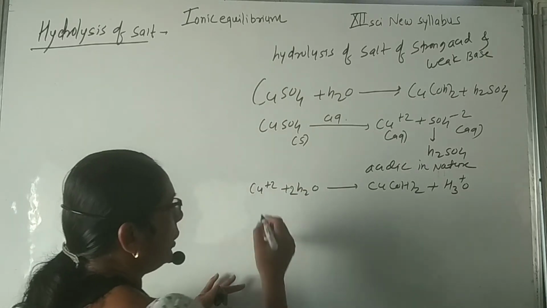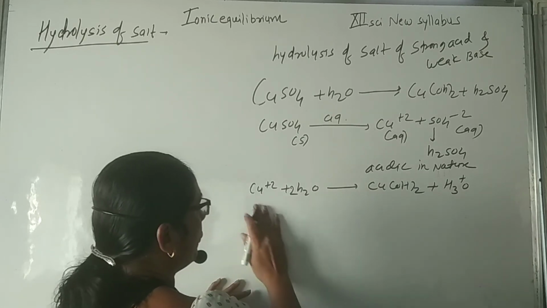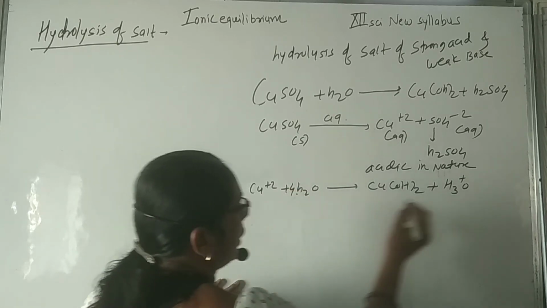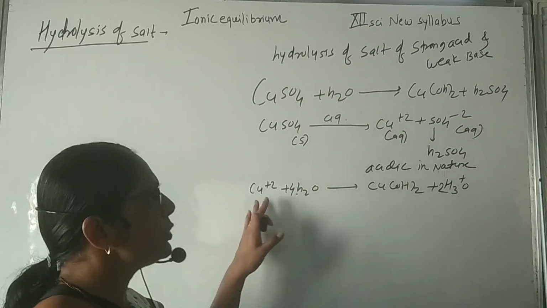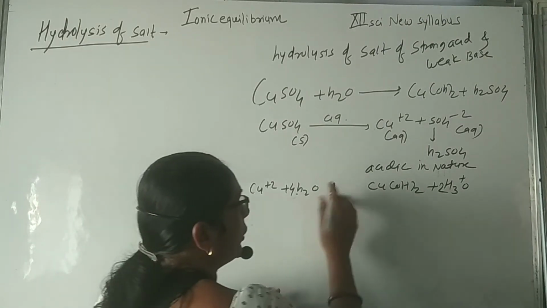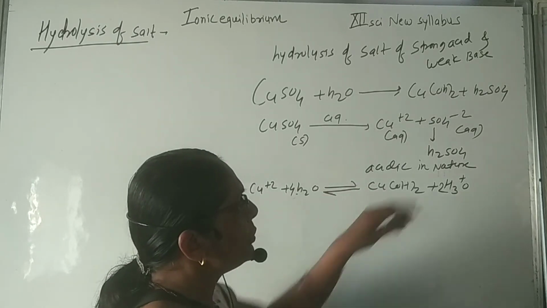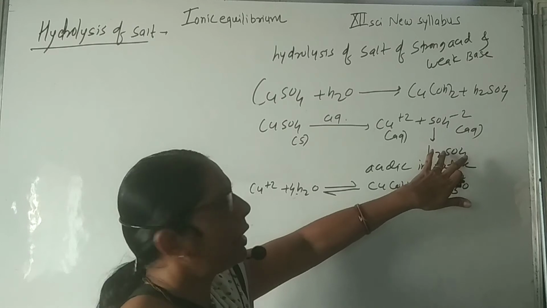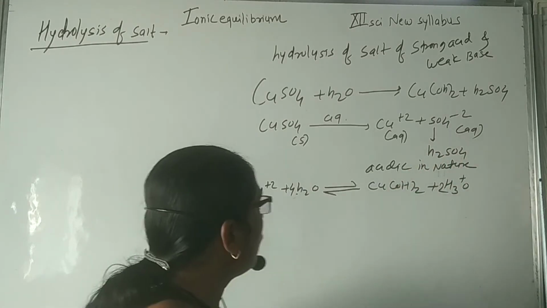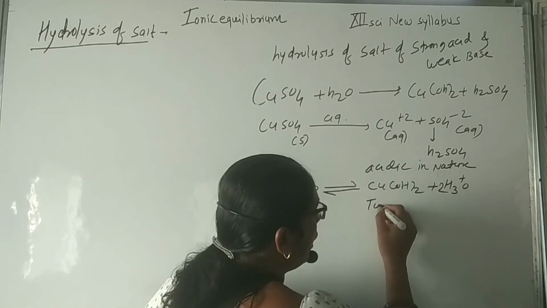Similarly, the copper has a tendency to form the copper hydroxide ion. If I have to balance this reaction, I can balance it like this. So it has a tendency to form the copper hydroxide ion. And SO4 2- has a tendency to react with the hydronium ion, forming H2SO4. So when copper sulfate is dissolved in water, the corresponding turbidity is obtained.